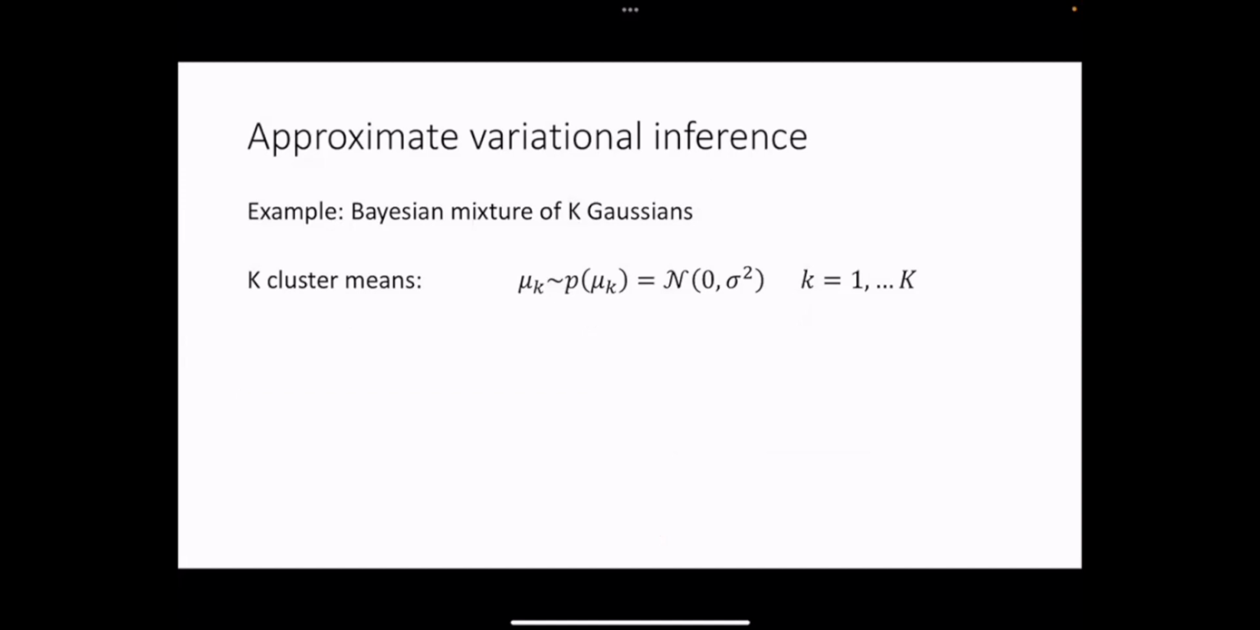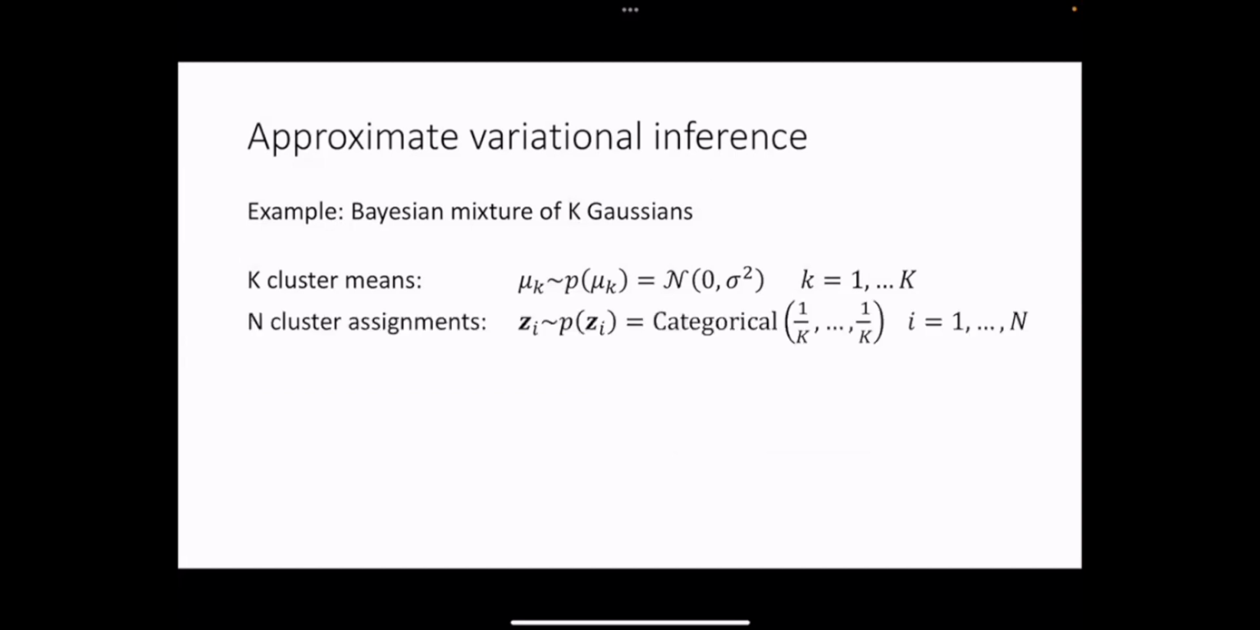So let's have a particular example for such a case. The first one that we're going to look at is the example of a Bayesian mixture of k Gaussians. So we have k cluster means, which are represented by the symbol mu_k, and they are distributed according to a Gaussian distribution. For each data point, we have a cluster assignment, and this cluster assignment will be represented by the latent variable z. So we have k cluster means, but for n data points, we will have n latent variables z. These cluster assignments, because there are k different choices, are distributed according to a categorical distribution.